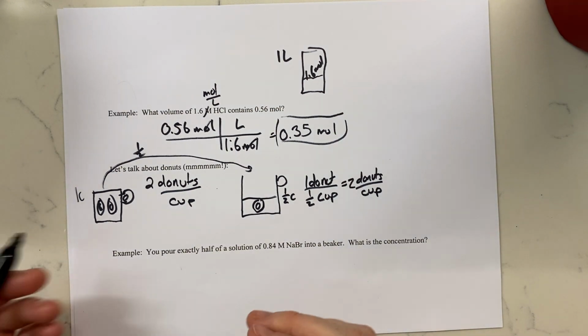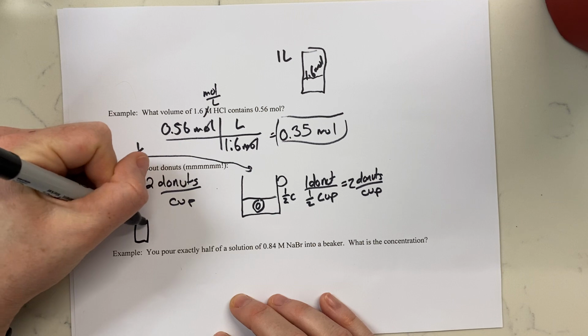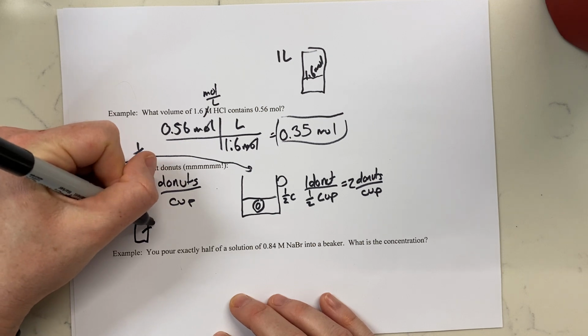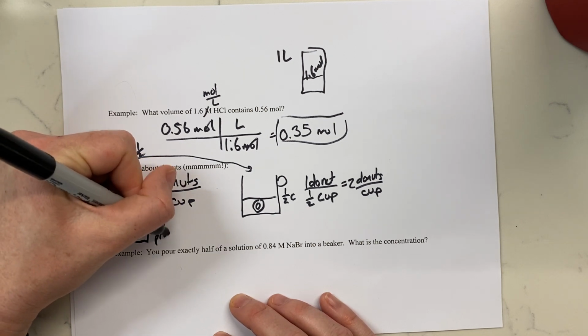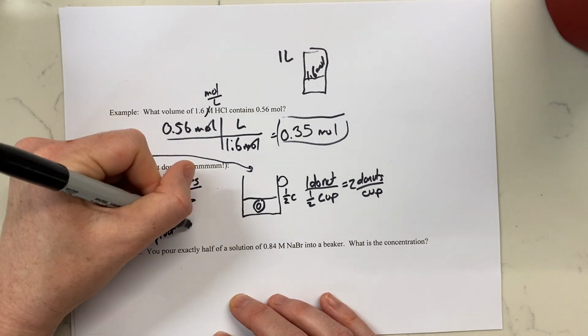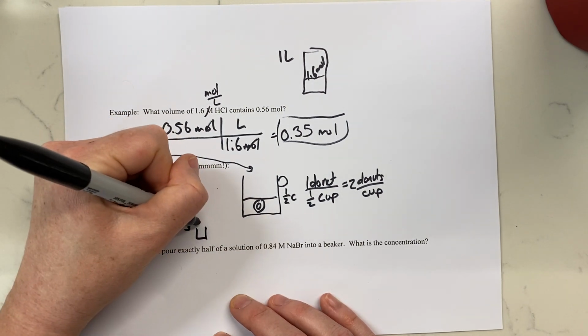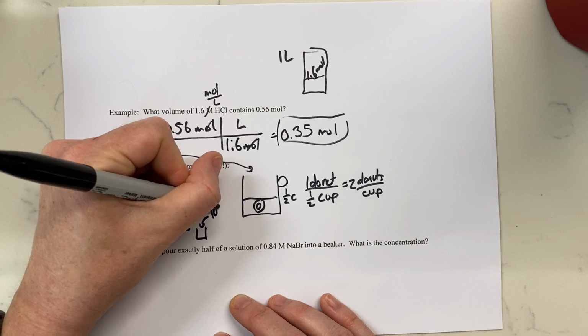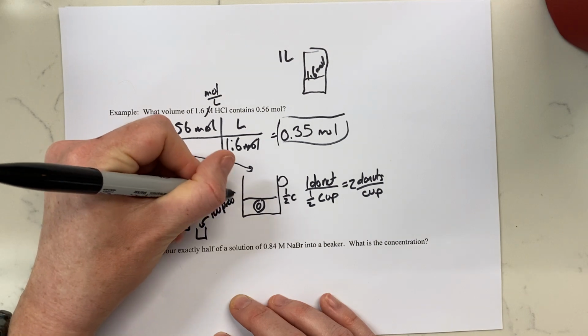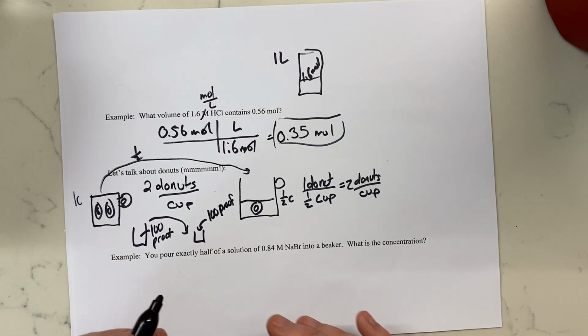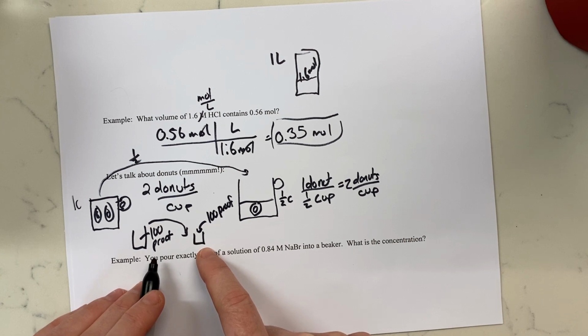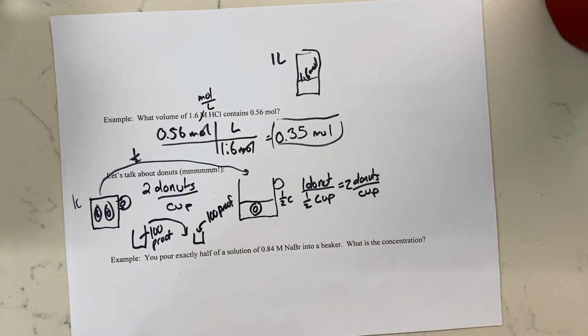Just like if you got 100 proof vodka, and you pour it into a smaller container, that concentration is still 100 proof. You haven't done anything to change the concentration. You have to dilute it in order to do that.